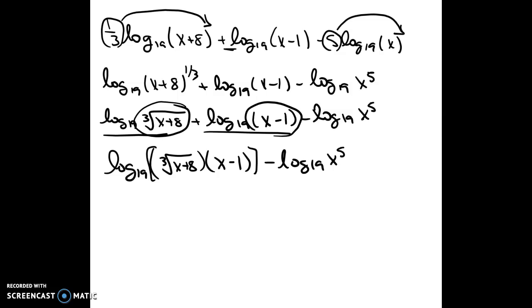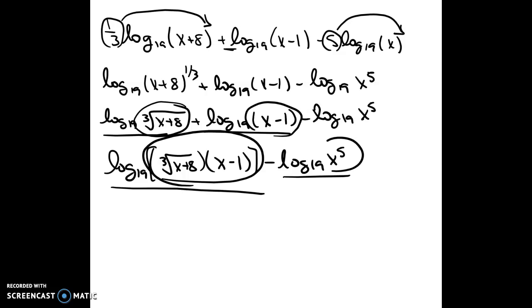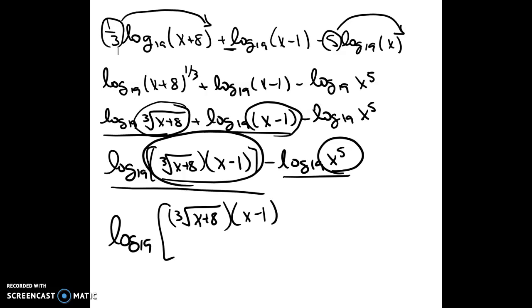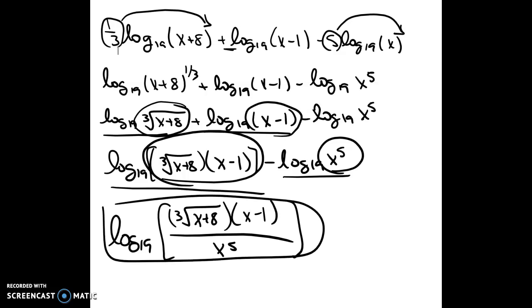Okay, now I have this log subtracted from this log right here, so that means this is going to be divided by this right here. So log base 19 of the cube root of x plus 8 times x minus 1, this whole thing divided by x raised to 5. And that right there is your final answer.